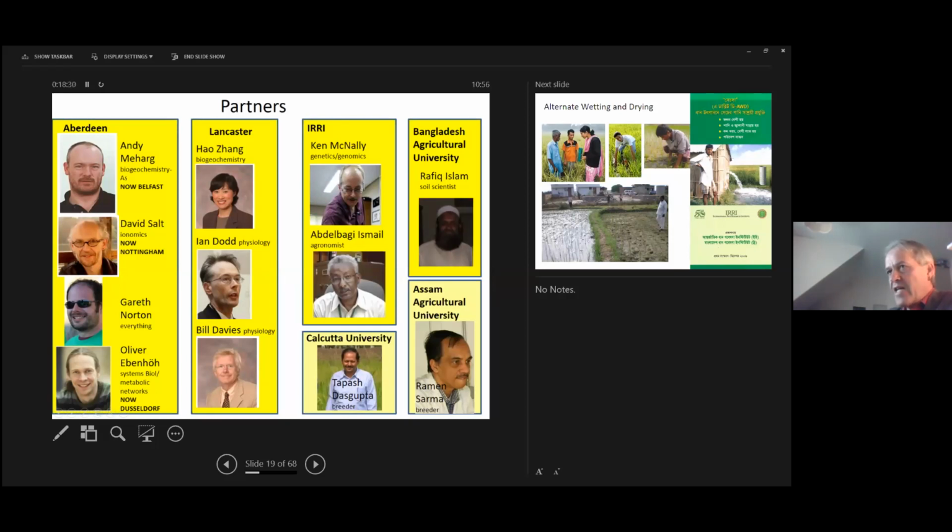And most of the main experiments were in Bangladesh Agricultural University. But we had a collaboration also with Calcutta and with Assam Agricultural University. And you see Ram and Sama there.